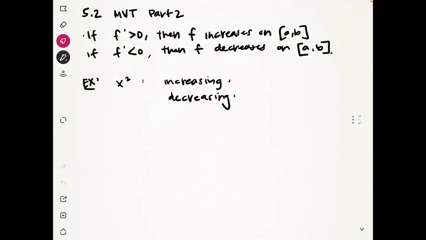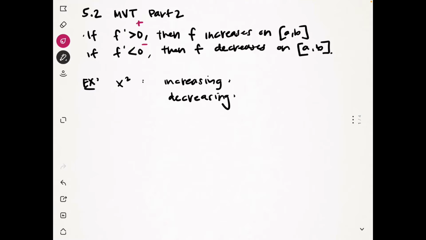Today we're looking at 5.2, Mean Value Theorem, part 2. So two things that we're going to look at right off the bat. If f prime is greater than 0, then f increases on AB. And if f prime is less than 0, then it decreases on AB. So this just means positive and negative. Okay, so let's look at what that means.